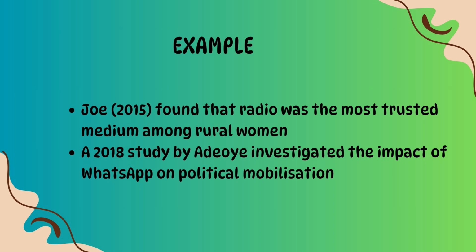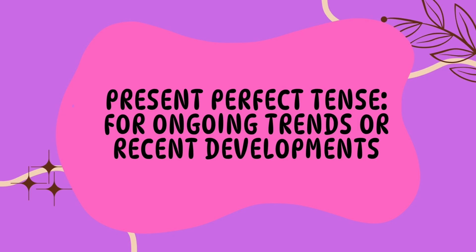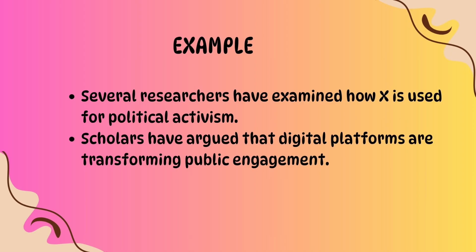The next is present perfect tense. When do we use it? We use it for ongoing trends or recent developments. Talking about recent studies or trends that started in the past and continue today, use present perfect tense. For instance, several researchers have examined how Twitter or X is used for political activism. Have examined is present perfect tense.